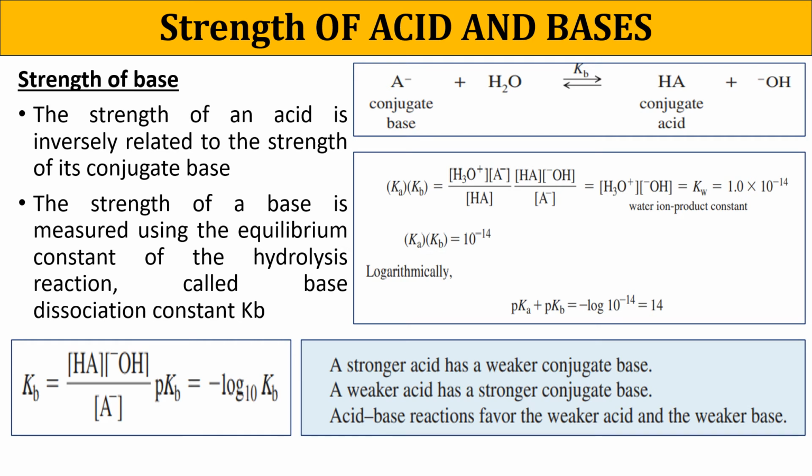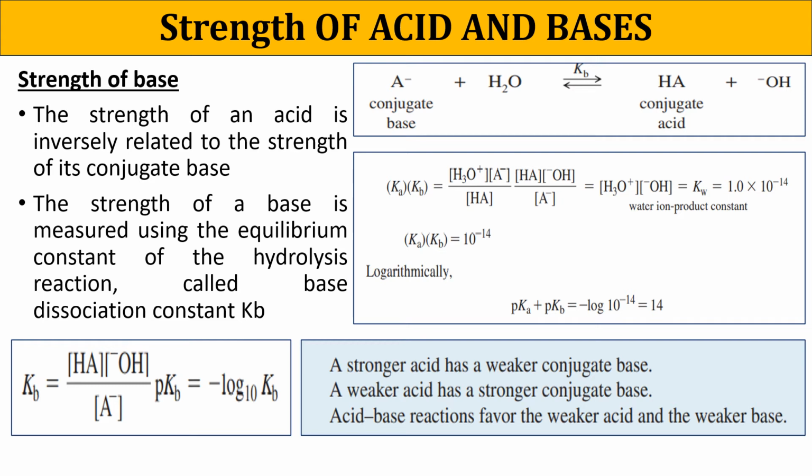Strength of a base. The strength of an acid is inversely related to the strength of its conjugate base. For example, for an acid to be strong, its conjugate base must be stable in its ionic form. Otherwise, the acid would not easily lose its proton. Therefore, the conjugate base of a strong acid must be a weak base. On the other hand, when an acid is weak, its conjugate base must be a strong base. In the reaction of an acid with a base, the equilibrium generally favors the weaker acid and base.